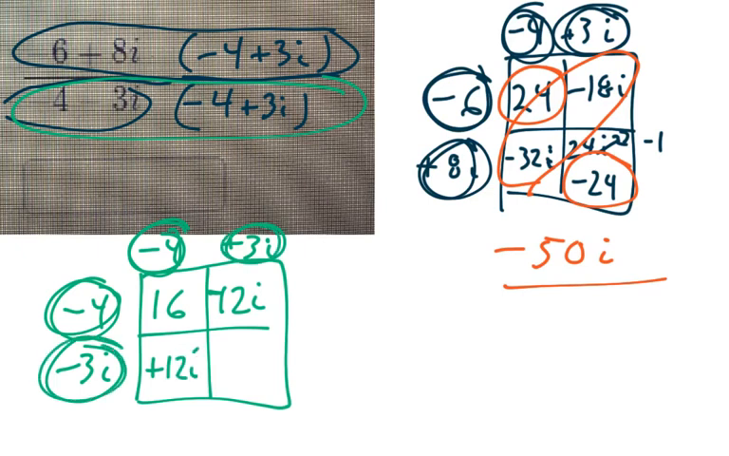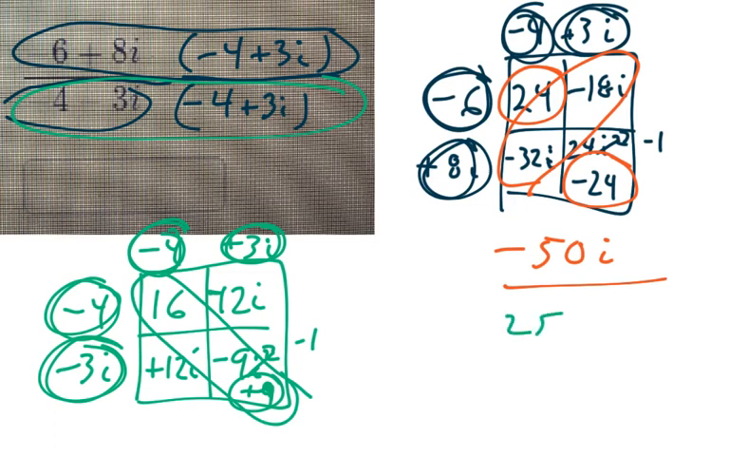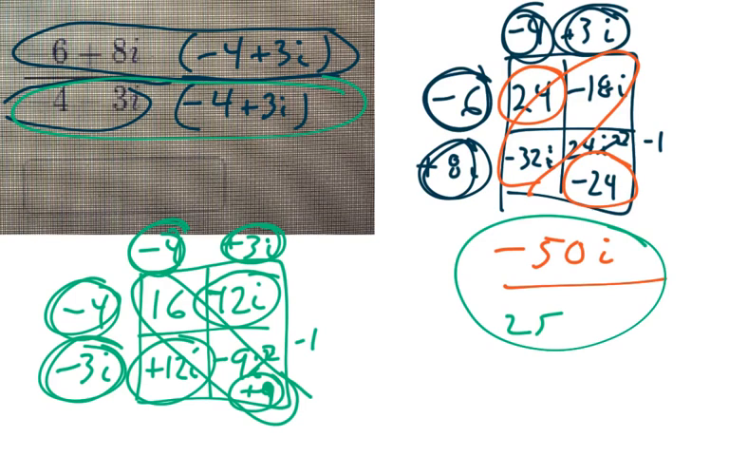3i times minus 3i, minus 9i squared. Wait a minute, i squared's negative 1. With a negative 9 times together, that's positive 9. Plus 9 right there. So guys, notice this time my answer is 25. And notice how the i's cancel out. Guys, can I divide 50 by 25? Yes. This reduces to negative 2i. Watch your signs. Boom. And we have it done.